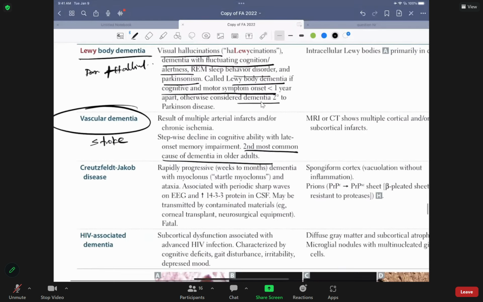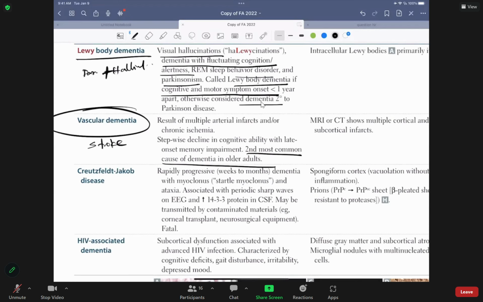Okay, now vascular dementia. So that's your stroke. That's the second most common. Results of multiple arterial infarcts. Stepwise decline in cognitive ability with late onset of memory impairment. What is happening, folks? When people have a stroke, mostly they lose the memory as a last one before they lose everything else, right?